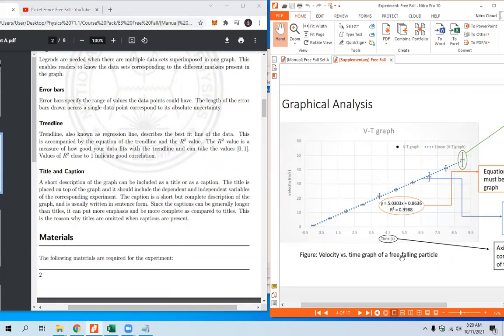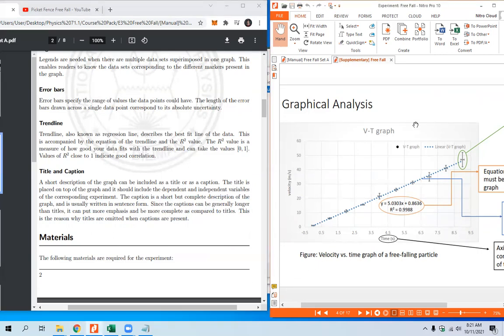On the other hand, you have your caption. It's a short but complete description of the graph and is usually written in sentence form. Note that it's usually written, but it does not have to be in sentence form for some cases. A caption can be generally longer than your title, and it can put more emphasis and be more complete. Titles can be omitted when captions are present. They can be together, but they don't have to be.